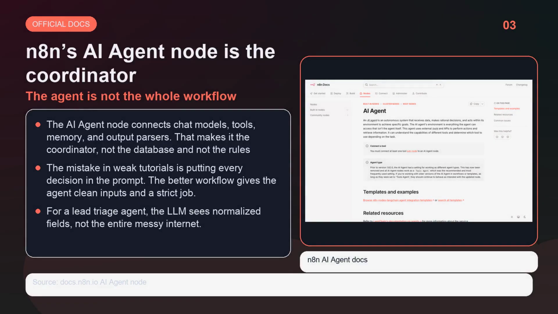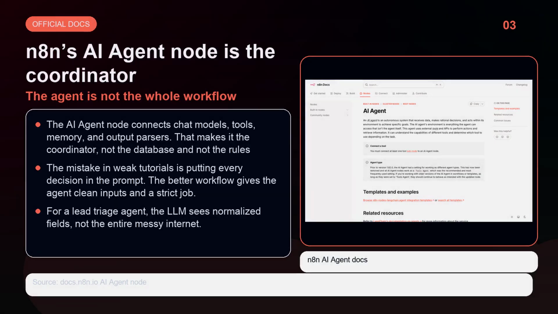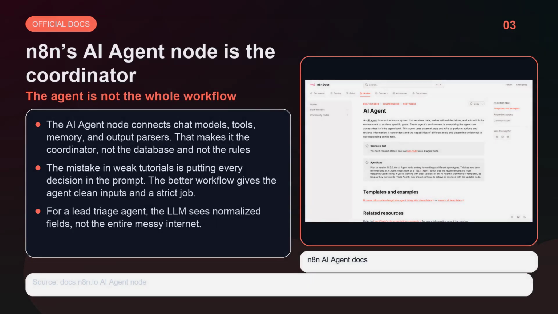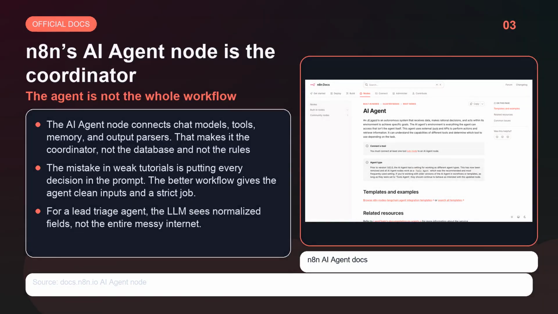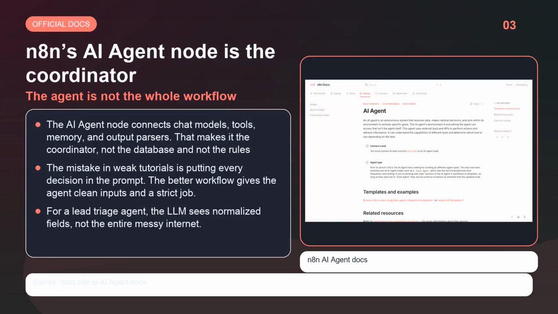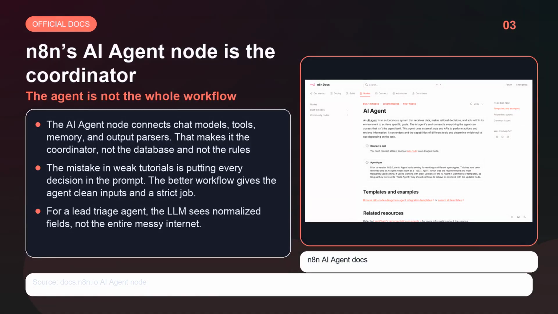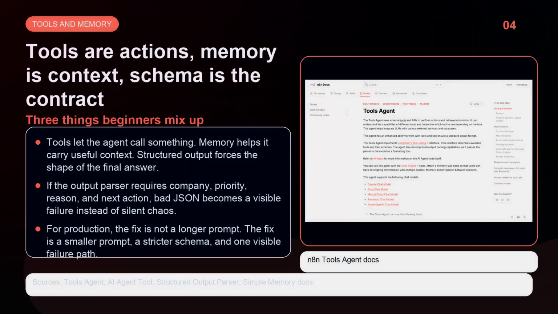The better pattern is smaller. Give the agent clean fields, clear tool descriptions, and a strict output contract. For a lead triage workflow, the model should see company name, industry, employee range, budget signal, urgency, and source notes. It should not be responsible for cleaning random text, validating every field, and inventing your CRM schema at the same time. Tools, memory, and schema solve different problems.